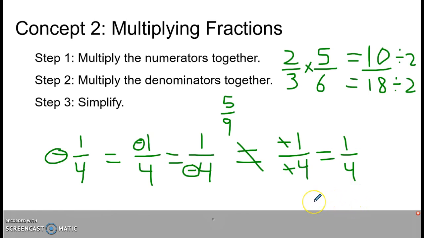So when you're doing multiplication problems with fractions, or fractions with negative signs or negative fractions, be very careful that you always keep track of those negative signs. And if you ever end up with more than one, you're going to have to cancel those two out.